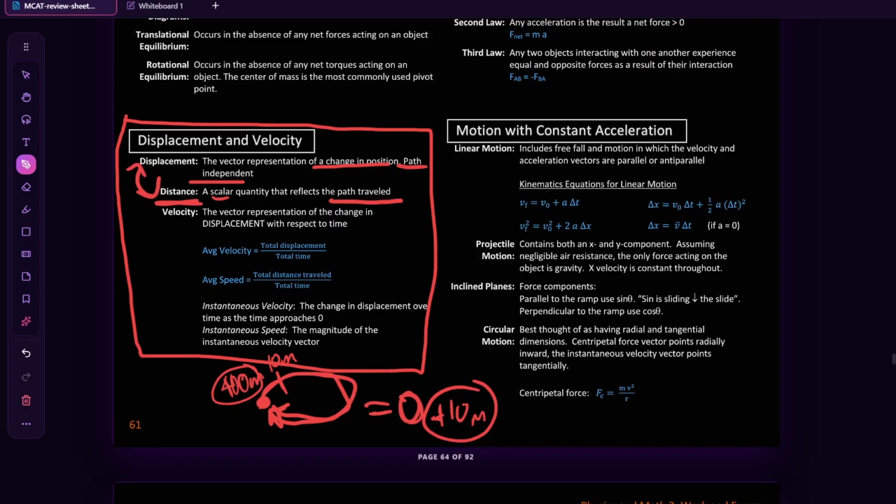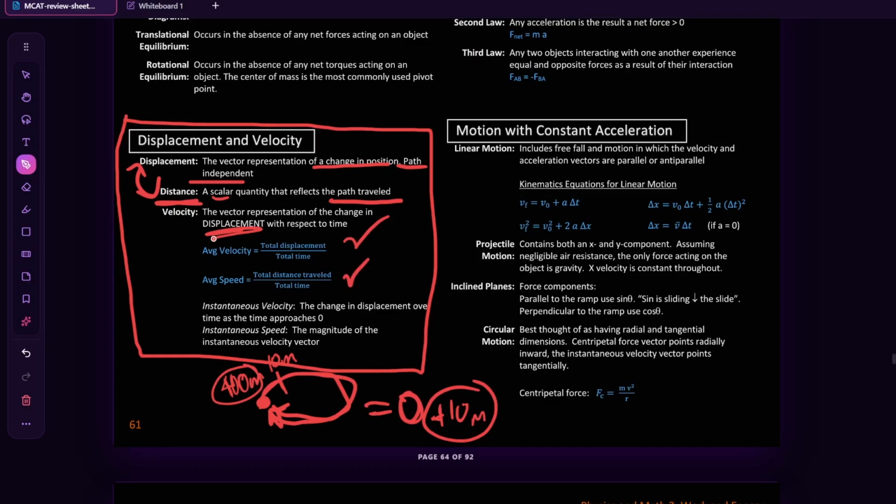Then we have the speed at which we accomplish those displacements or distances. So velocity is a vector representation of how fast your displacement is. How fast is your displacement? Average velocity is total displacement over time. That's a formula to remember. And your average speed is scalar. So it's the total distance traveled over time, not displacement, distance.